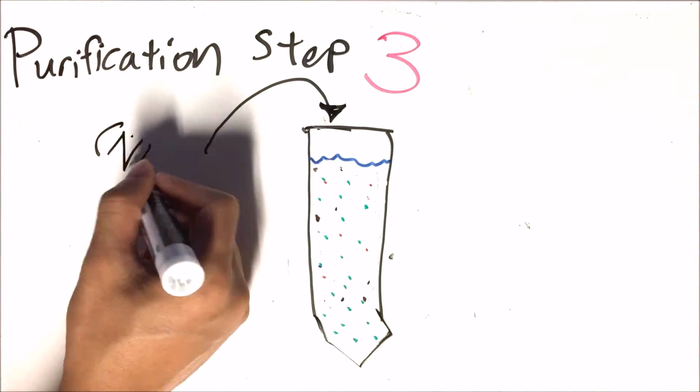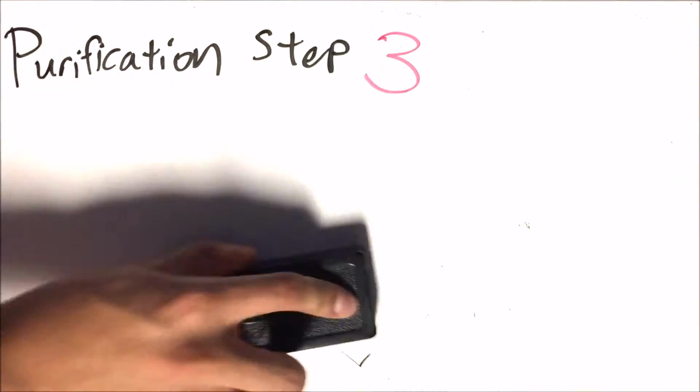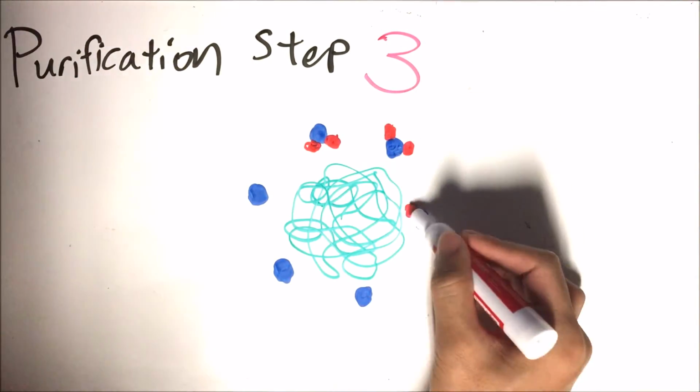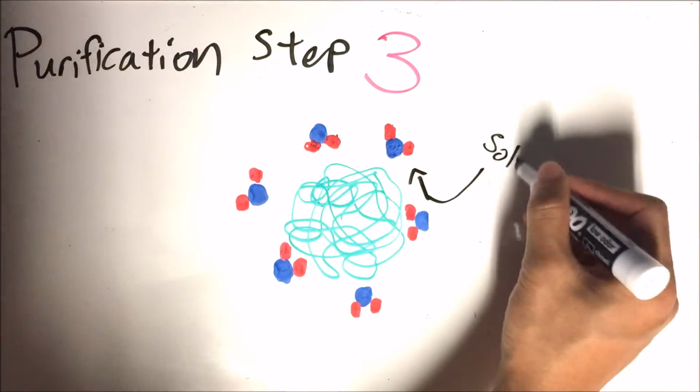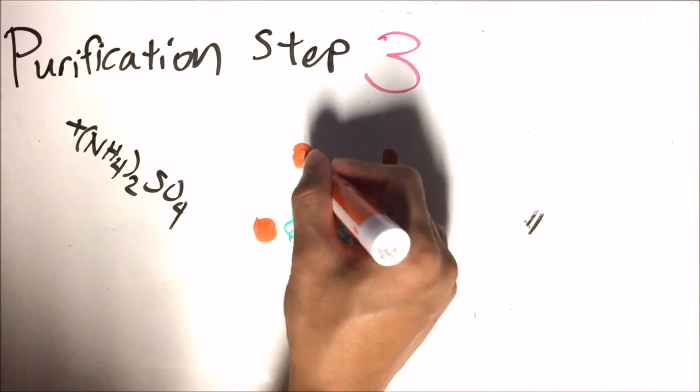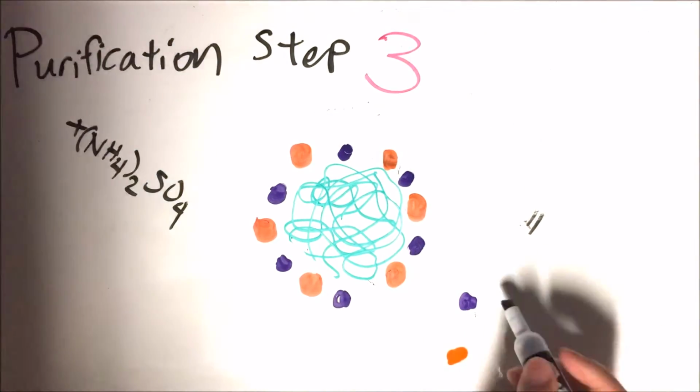Moving on to the next step, we want to change the composition of the solution for the final purification step while retaining our protein. Normally, our protein is surrounded by a solvent shell that allows it to be soluble in the solution. Saturating the solution with a salt, like ammonium sulfate, dehydrates our protein, making it insoluble, which precipitates it out of the solution.